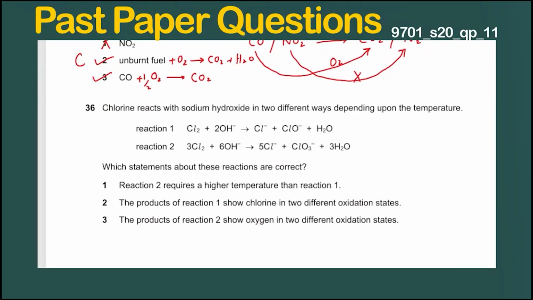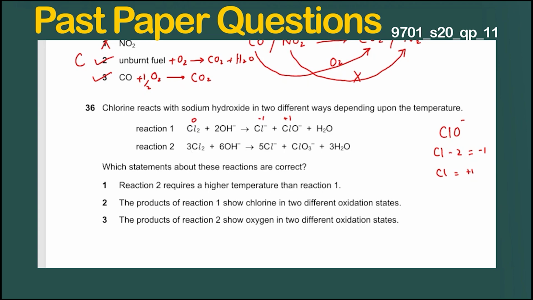Question number 36. Chlorine reacts with sodium hydroxide in two different ways depending upon the temperature. Reaction 1. In the reaction 1, you can see we have chlorine that is having 0 oxidation state. Here we have -1 oxidation state. Here we have Cl negative, ClO negative 1. It means if you want to find out Cl, that is -2, that is equivalent to 1. Cl equivalent to 2 minus 1, that is plus 1. Here we have chlorine that is plus 1. So this is disproportionation reaction.